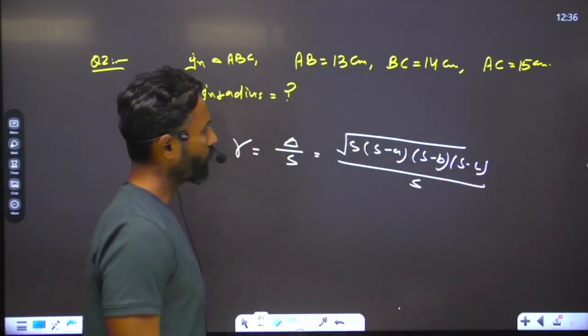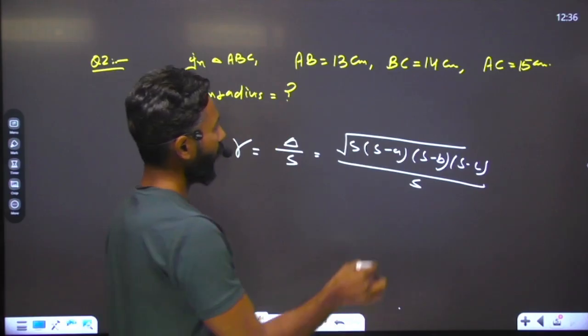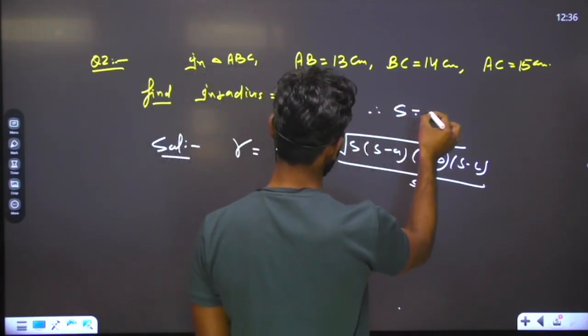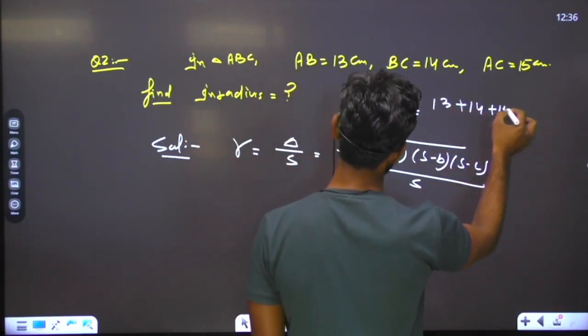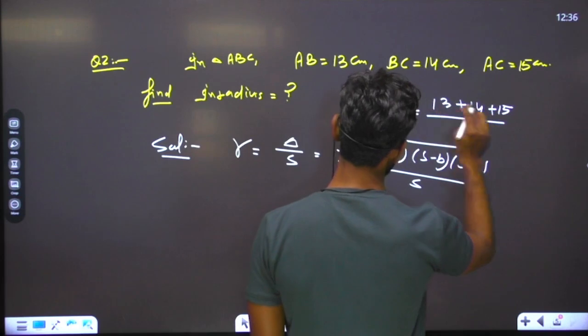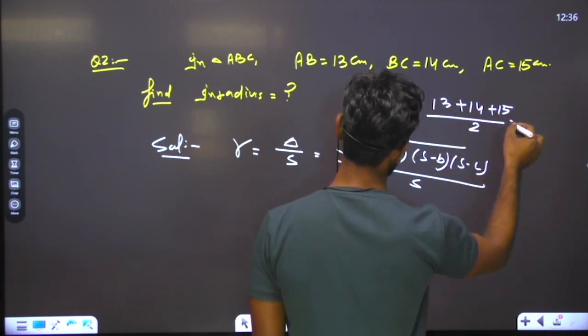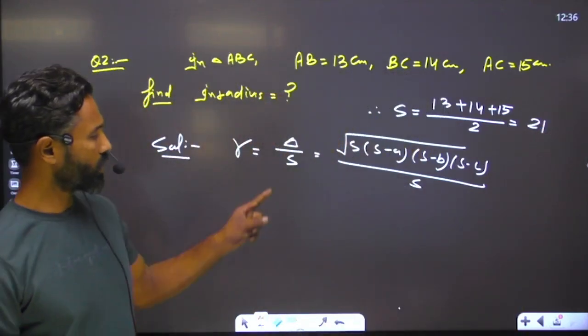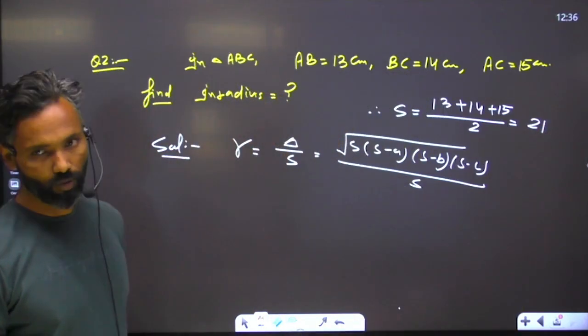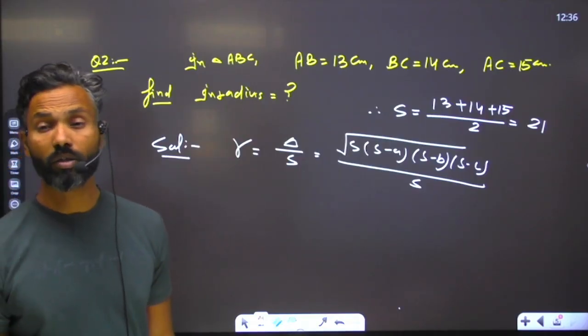Now we can calculate the value of S. S will be equal to the sum of all three sides by 2: 13 plus 14 plus 15 upon 2. We add all these and it becomes 42 by 2, so S is equal to 21. Now we are going to place the value of S in this formula and get the inradius of that incircle.